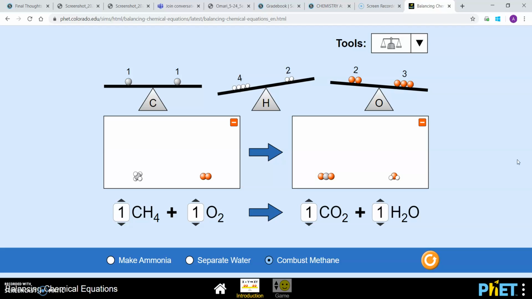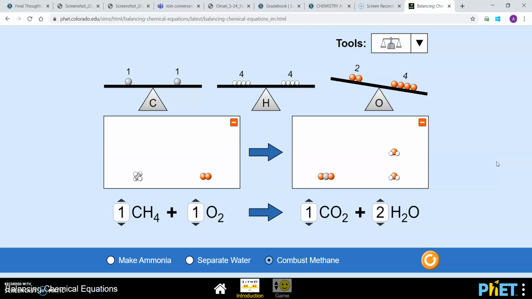And the scale with the carbon atoms is level. It's 1 and 1 before and after. So that's fine. I see my hydrogens though. I started off with 4 atoms at the beginning, 1 CH4. I need to have more hydrogens at the end. They couldn't have disappeared, so I'd go like that.